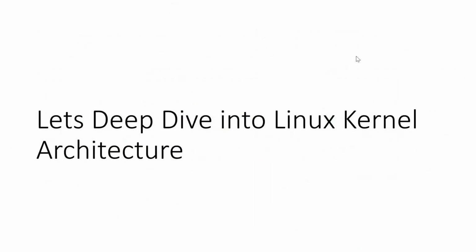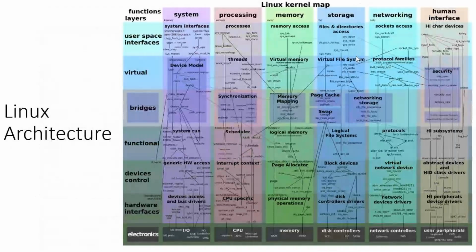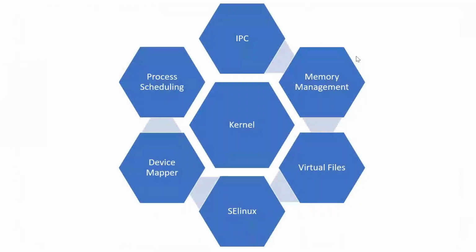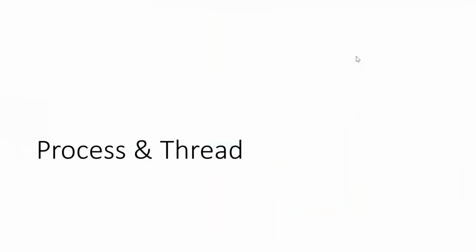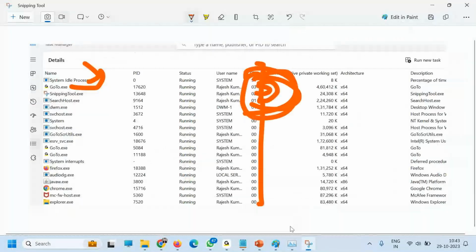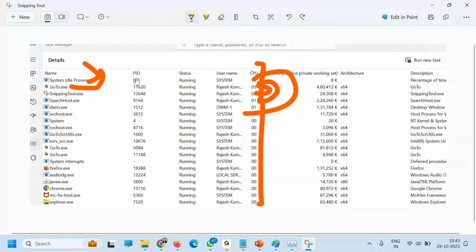Now, I'm just ignoring many things. Okay. Now, this is something which is very important for all of you. Process and threads. Okay. So what is a process? Let me show you here. So here you have a process. This is the process ID.